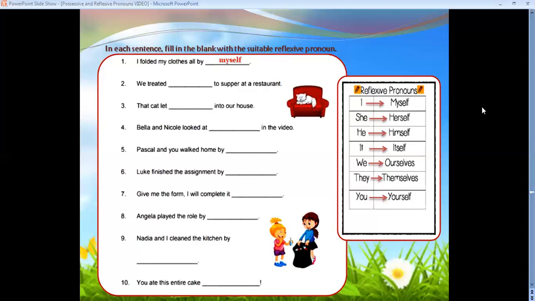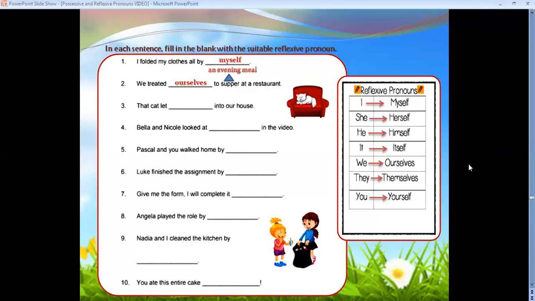Let's continue. 2. We treated blank to supper at a restaurant. What's the meaning of supper? Oh, it means an evening meal. That's a new word. I think most of you guys know it, but add it to your bank of words, okay? Great. I have we. When I have we, what do I have to use? Ourselves. Let's check. We treated ourselves to supper at the restaurant. Yay! Easy peasy.